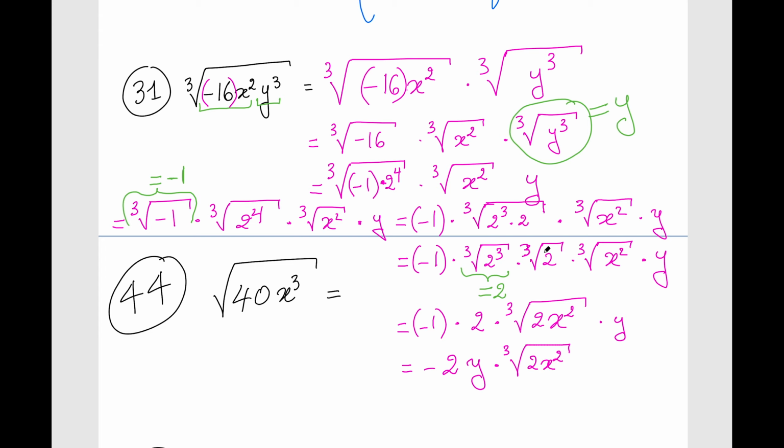This is simplified because we simplified that one as much as we can, and this is simplified because there's no factor of 2 other than 1 that's a perfect third power. Likewise here, there's no factor of x squared that's a perfect third power other than 1. Each one is simplified. They are of different natures, right? This is a pure constant, this is a variable, so the product is going to become a simplified radical expression. So we're done. Correct? Okay.